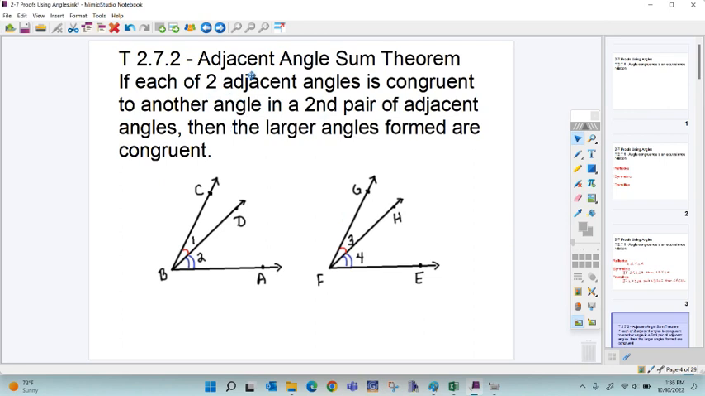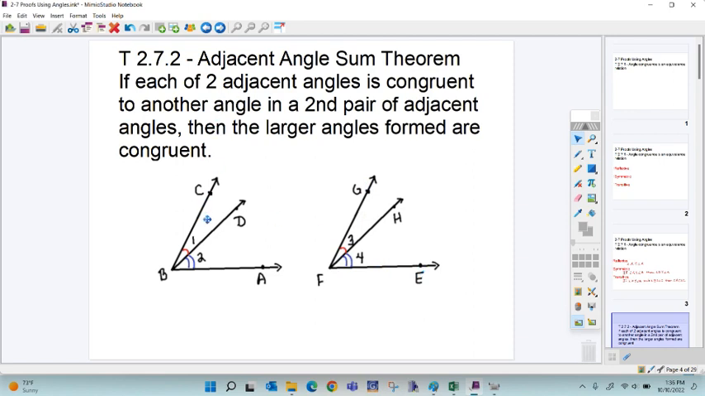Okay, so adjacent angle sum theorem. Well, adjacent angles, just to recap, are two angles that are next to each other. They share a common ray. These two are also adjacent angles. They share a common ray. And so what it's saying is that if you have two angles that are next to each other, they will add up to be this bigger angle. These two angles that are next to each other or adjacent will add up to be this bigger angle.